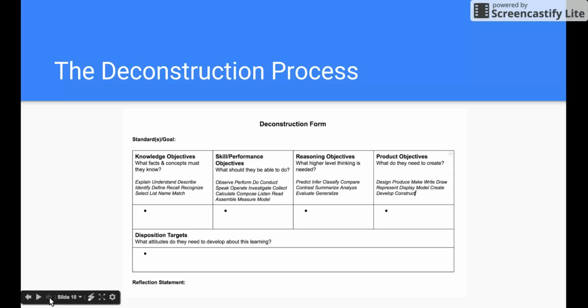It's true that the deconstruction process takes time, but by thinking through what we want our students to know, perform, reason, and produce, and the dispositions critical to that learning, we save ourselves time at the end. Deconstruction leads to clear communication to your students, stronger lessons, and a more efficient path to your learning goals.